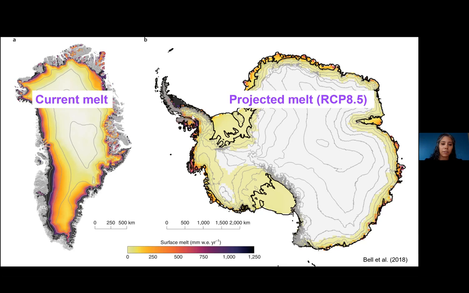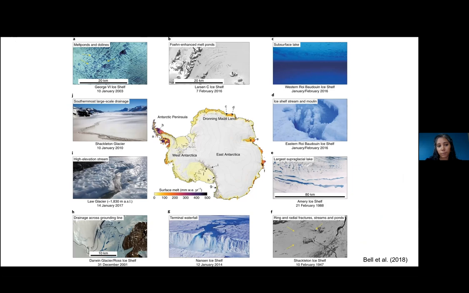On the Antarctic Peninsula, we know that there has been considerable melt, considerable contributions to sea level rise. And in the future, it's expected to rapidly increase. So this meltwater can take a few different forms. Again, I really like this figure that Robin has published here. This is focusing primarily on Antarctica, looking at current surface melt in the middle here, and then a whole variety of different meltwater features that we can find in Antarctica.